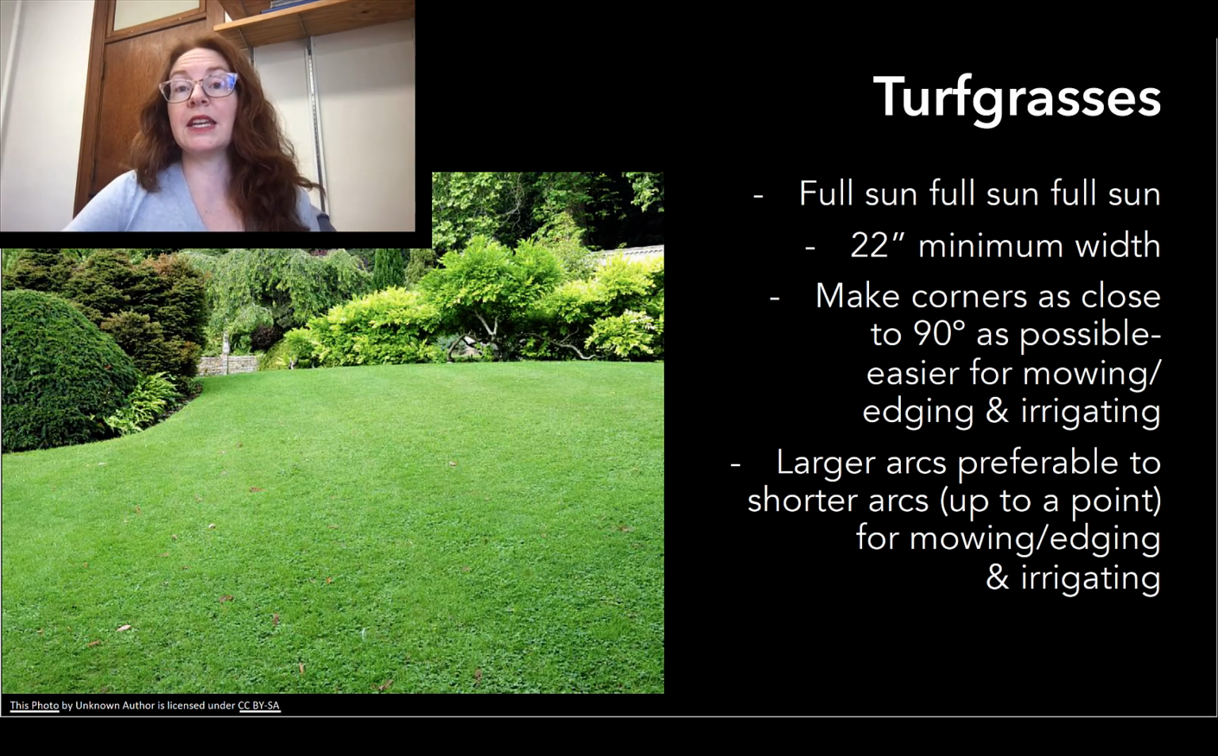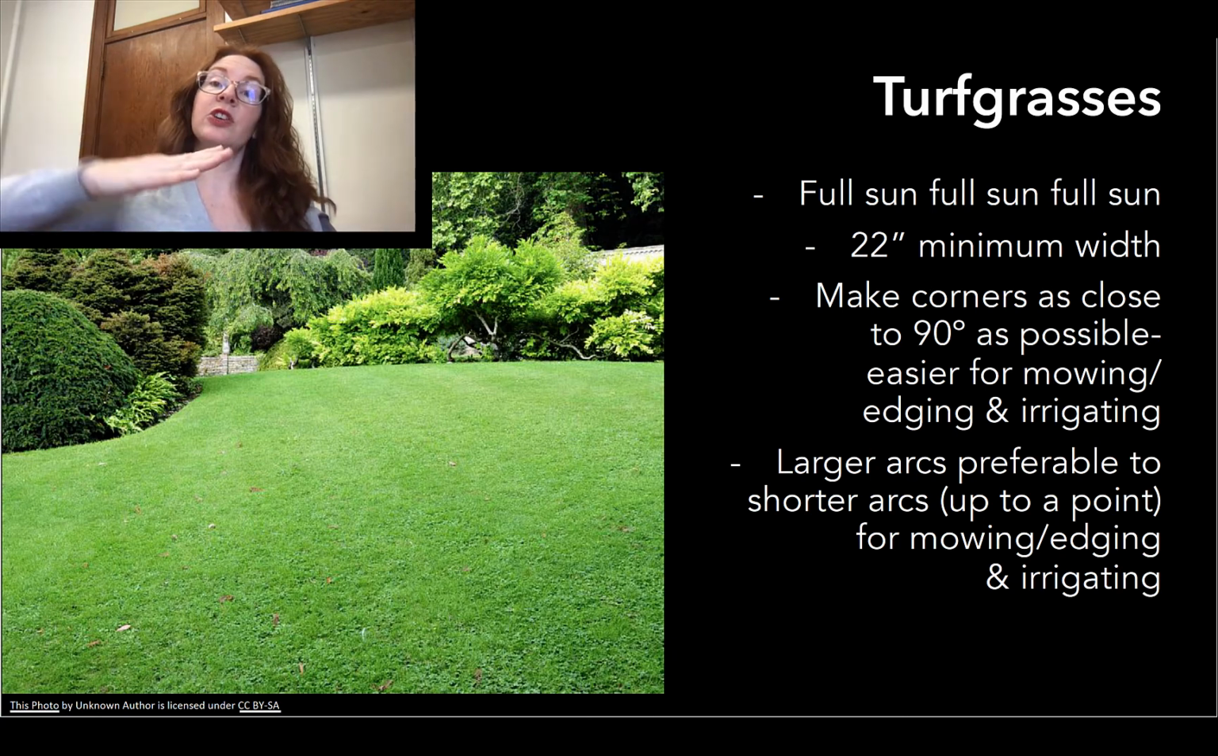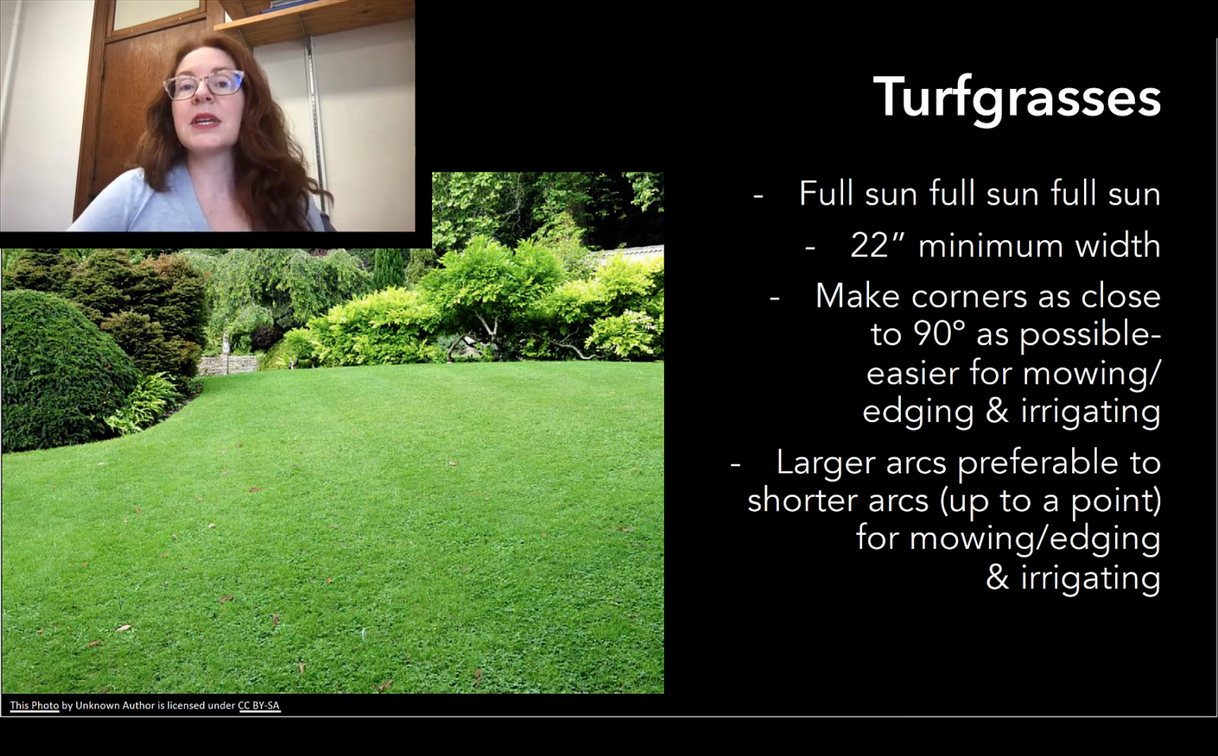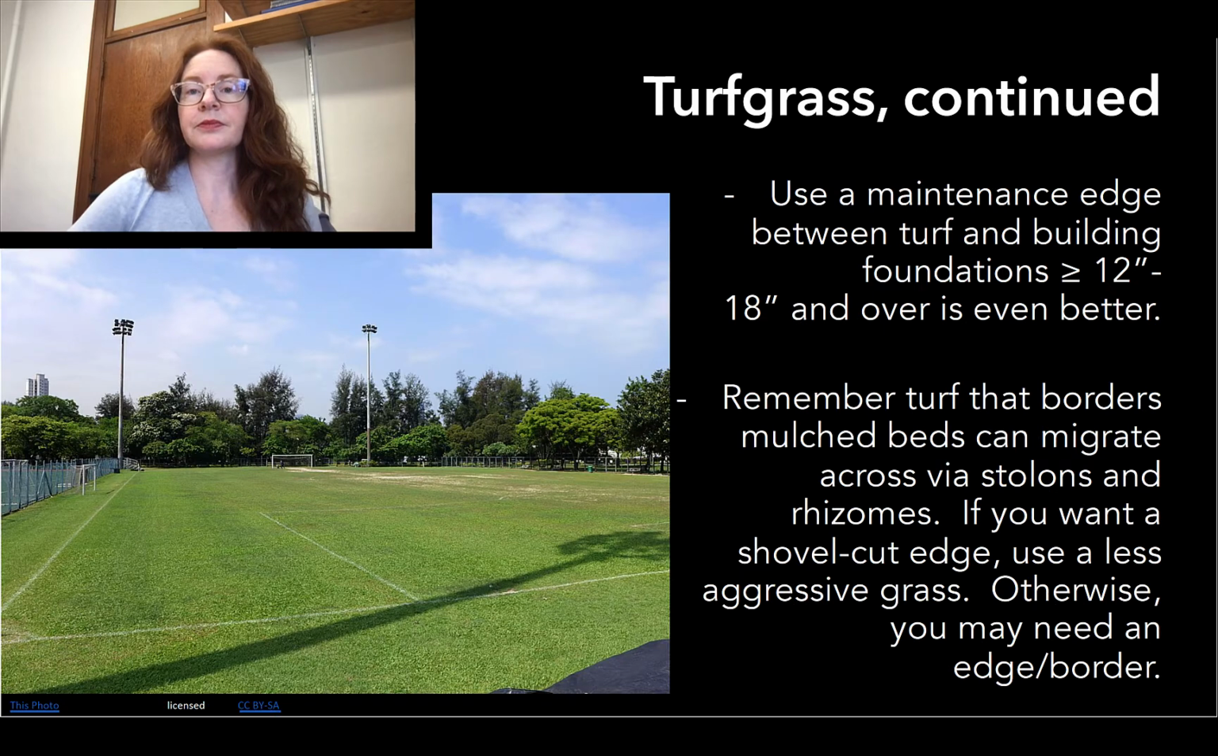We also try to make any corners in lawn areas as close to 90 degrees as possible. Makes it easier to maintain a 90-degree corner with the equipment. It's also easier to irrigate a corner that's 90 degrees. And then if we do have to do anything curvilinear in terms of the edging, we try to use wider, gentler arcs as opposed to tighter, more sinuous arcs. Again, because it is easier to mow and to irrigate.